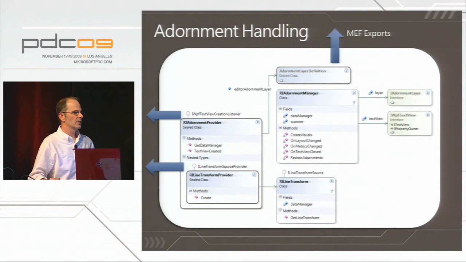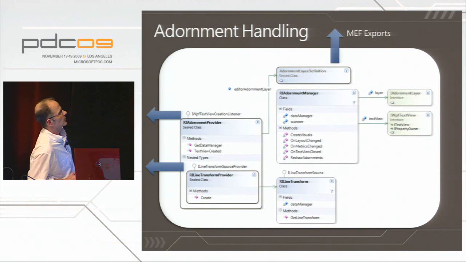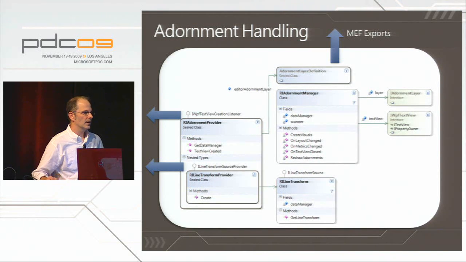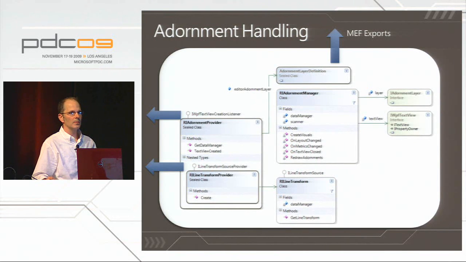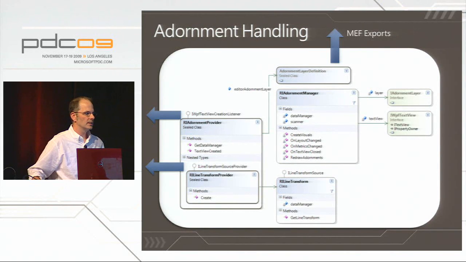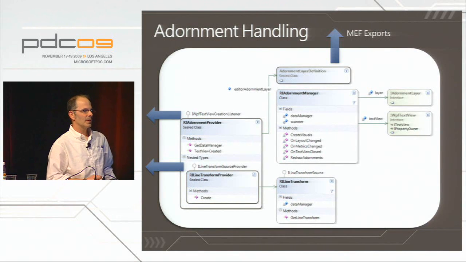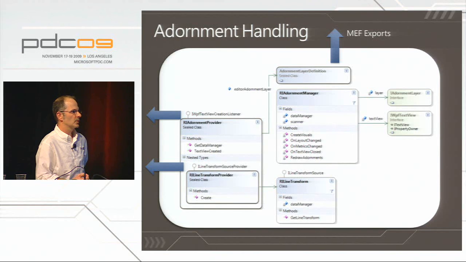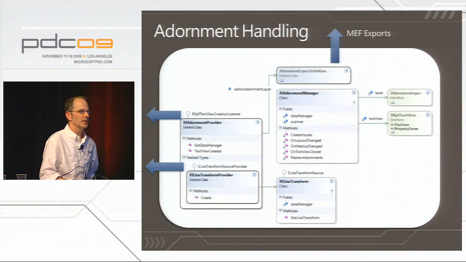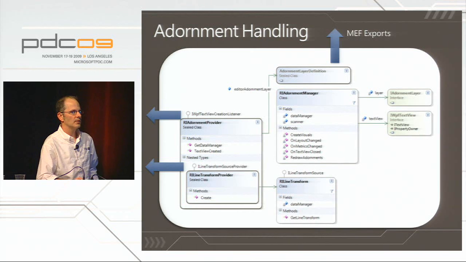The other thing we're doing is we are going to listen for text view creation. That's what this IWPF, it's on the far left there if you can't read it, the IWPF text view creation listener interface. What that does is give us a callback, so Visual Studio is going to call that whenever a text view is created. And we're going to use that as an opportunity to create our adornment manager that does all the work. The adornment manager actually is event-driven, so it's going to listen to some of the events you've already seen, like the metrics changed event and the layout change event on the text view, and redraw the adornments as needed.